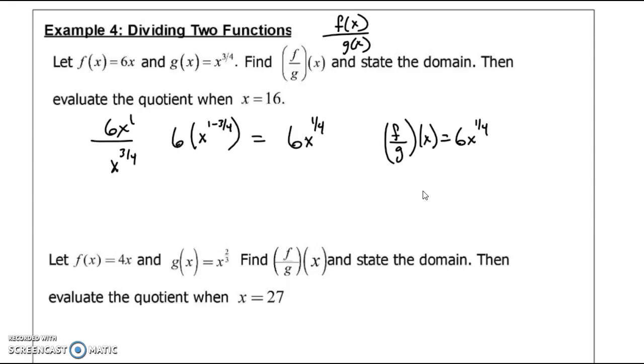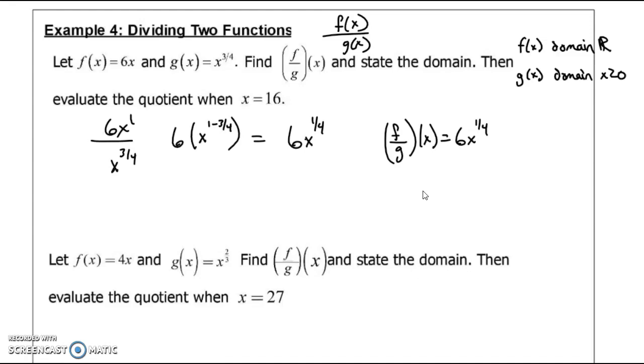Okay, now when we're looking at the domain, we have several things to keep in mind. So the first thing we have to keep in mind is the domain of the original functions. So f of x, the domain, it was just 6x. So the domain is all real numbers, meaning all numbers are fine. On g of x, that was x to the 3/4, so it had a 4th root. So that means its domain had to be greater than or equal to 0. So when we're thinking about that, we need a domain that is the most restricted as necessary to make each of these functions work. So from there, I think, okay, I need x greater than or equal to 0.